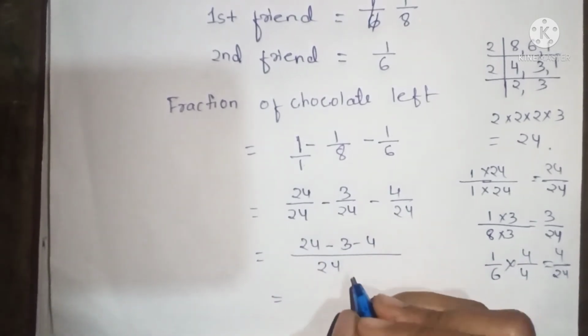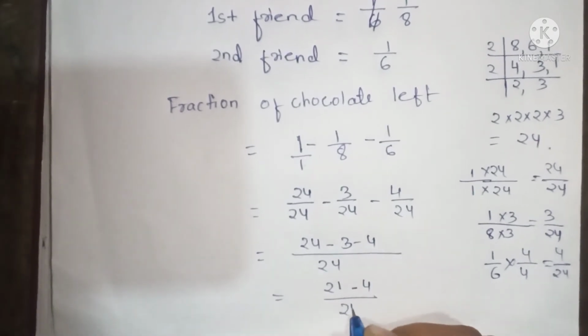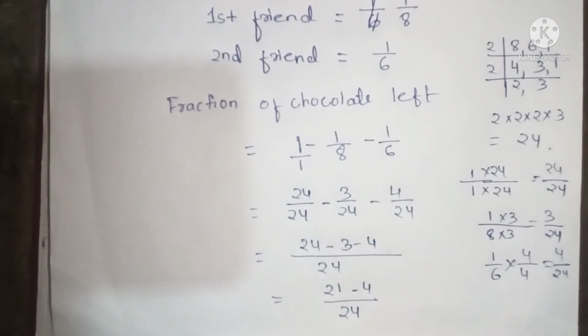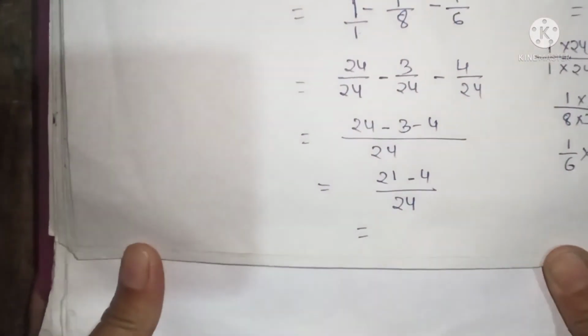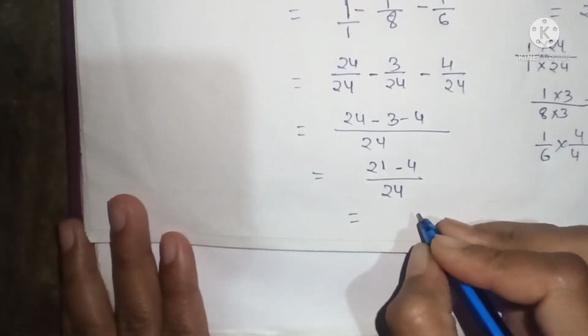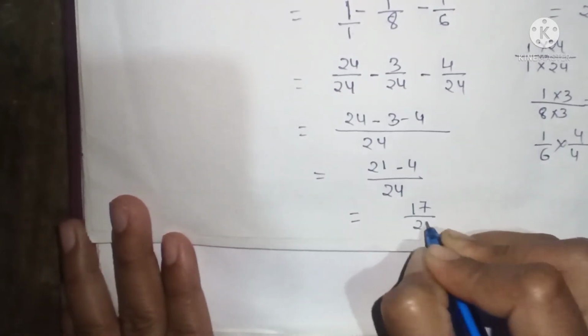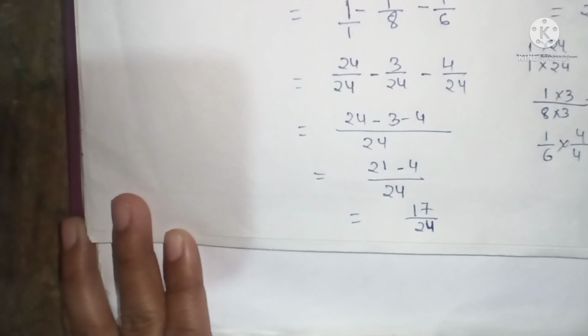24 minus 3 is 21. 21 is left. Minus 4 is also left. So here we get the answer as 21 minus 4, which is 17/24. So 17/24 is the fraction of chocolate left with the man.